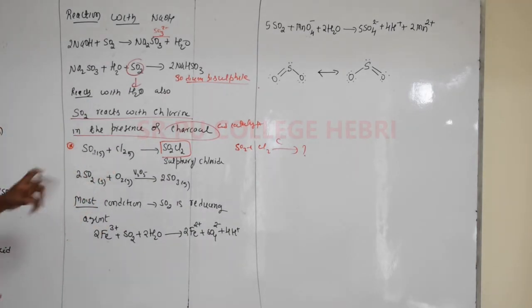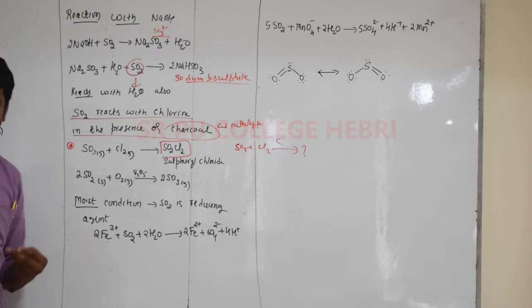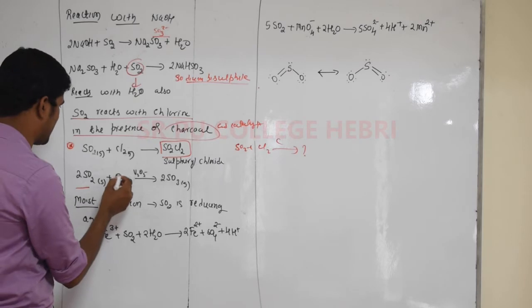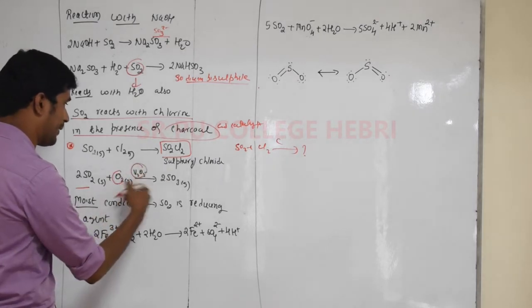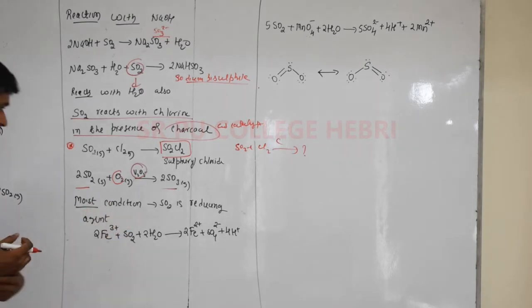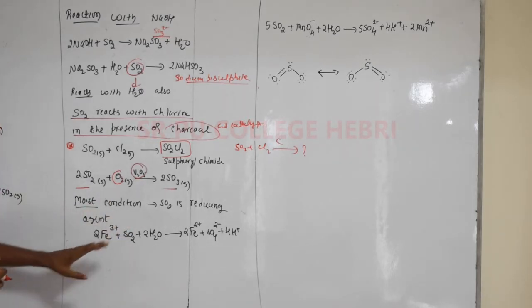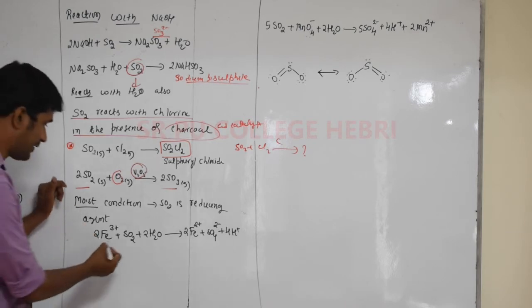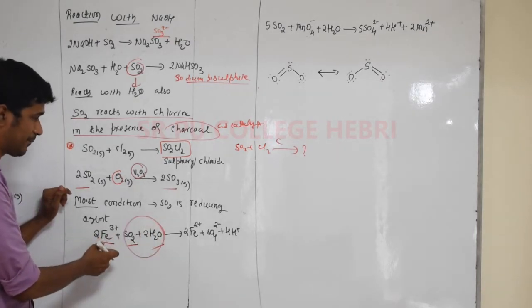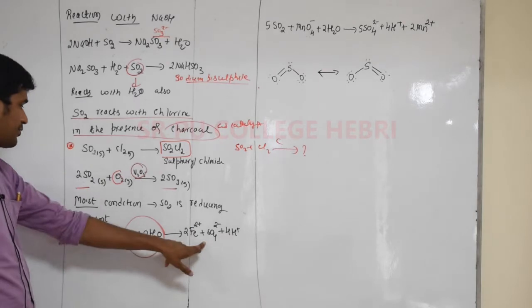Next, SO2 is used to prepare sulfur trioxide, which is a source used in the preparation of concentrated H2SO4. SO2 is burnt or combusted in the presence of the catalyst vanadium pentoxide to give you sulfur trioxide. In moist condition, SO2 is a reducing agent. It is used in the reduction of Fe3 plus and many more metal ions. Fe3 plus with SO2 and 2H2O in moist condition: Fe3 plus gets reduced to Fe2 plus and SO4 2 minus.